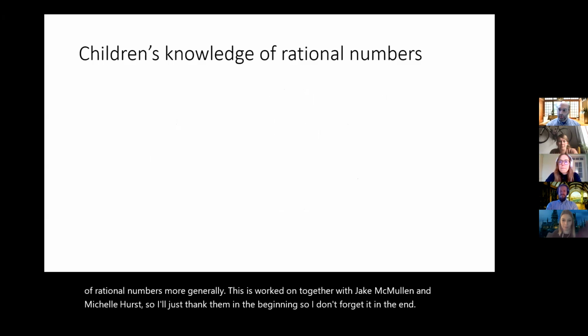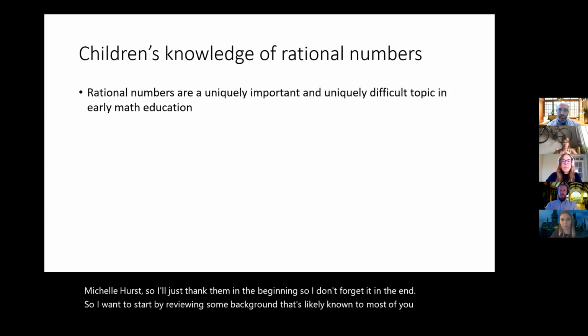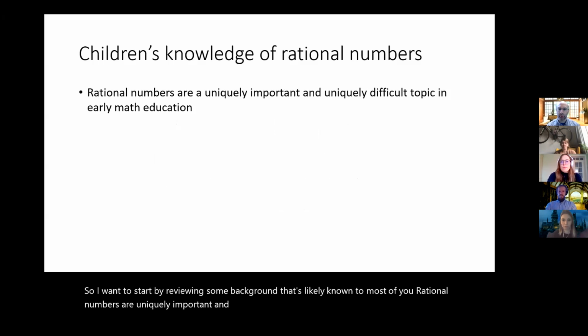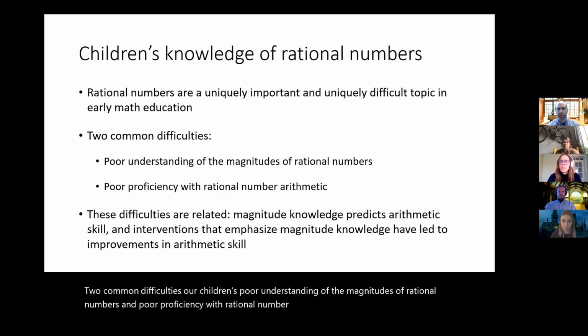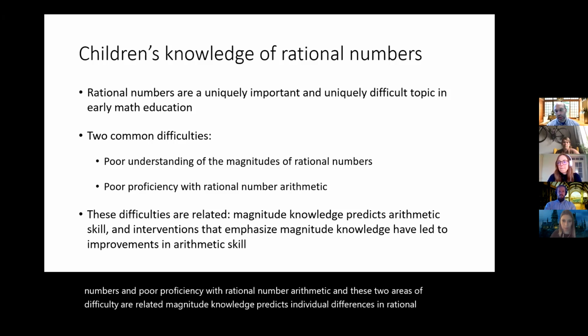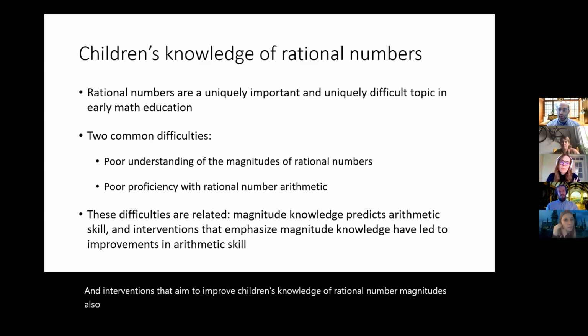So I want to start by reviewing some background that's likely known to most of you. Rational numbers are a uniquely important and uniquely difficult topic in early math education. Two common difficulties are children's poor understanding of the magnitudes of rational numbers and poor proficiency with rational number arithmetic. And these two areas of difficulty are related. Magnitude knowledge predicts individual differences in rational number arithmetic skill, and interventions that aim to improve children's knowledge of rational number magnitudes also lead to improvements in rational number arithmetic skill.